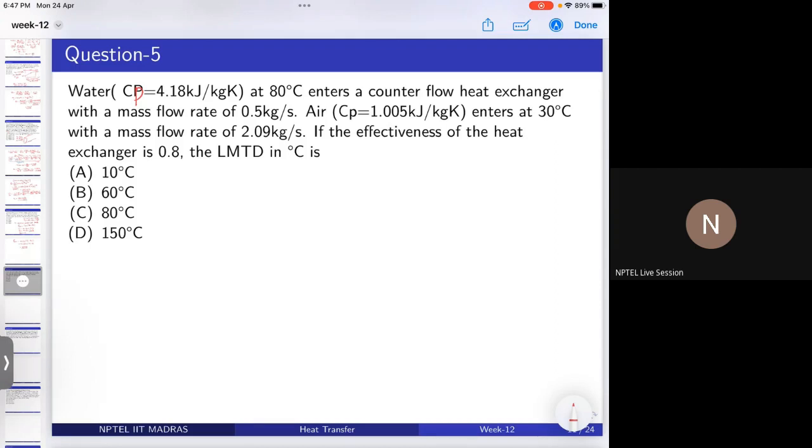So what is the effectiveness of a heat exchanger? Heat exchange divided by maximum heat exchange, Q by Qmax. Yes, right. So can you please try this? Please try and let me know the answer.